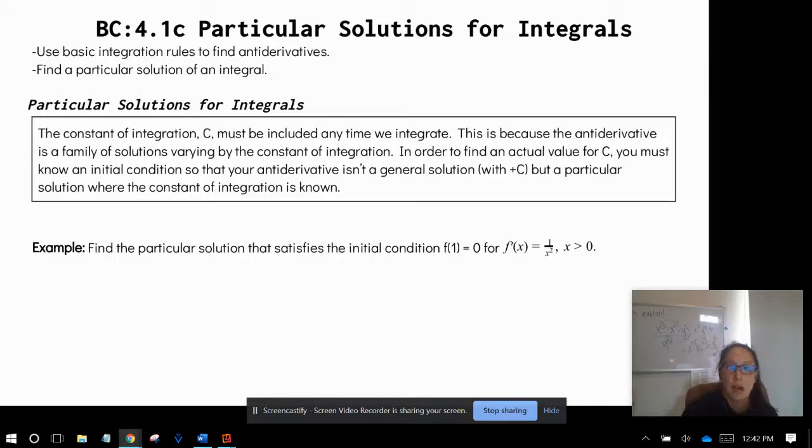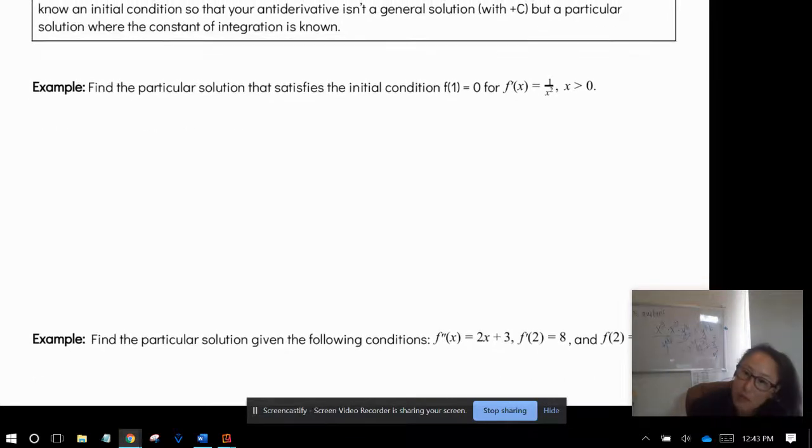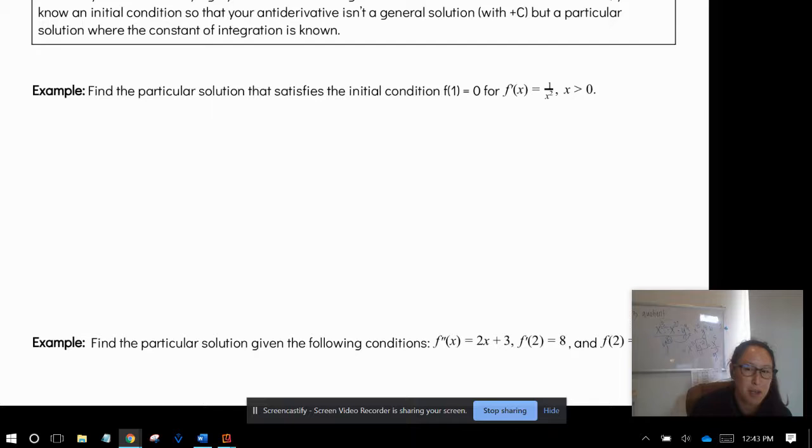Time to figure out how to get a value for that constant of integration. What we need to know is what point the antiderivative goes through. I'm going to show you what that looks like in just a second. So we are going to get an actual value for C. Remember, when you add a constant, it just changes the vertical shift of the graph. It doesn't change the shape.